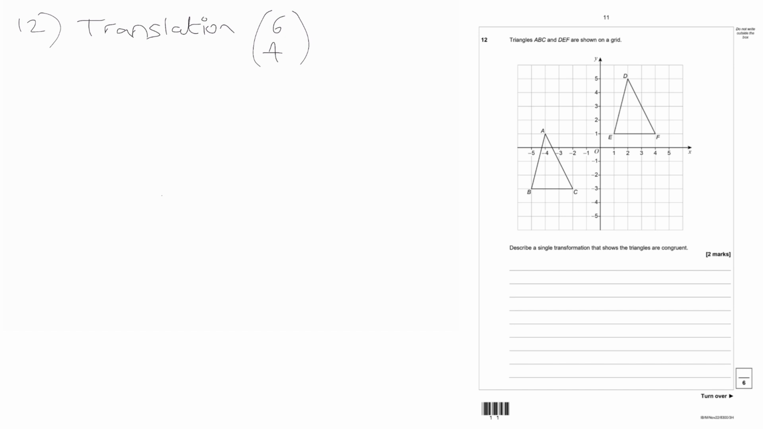And then for point C to F, C has an x coordinate of -2 and F has an x coordinate of 6. So we can see this is a translation of 6 in the x direction, and C has a y coordinate of -3 and F has a y coordinate of 1, so this is a +4 translation. So the shapes are congruent because that translation of 6, 4 works for each pair of corresponding points.